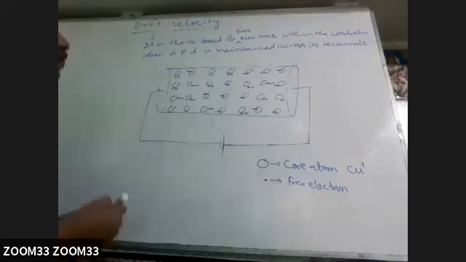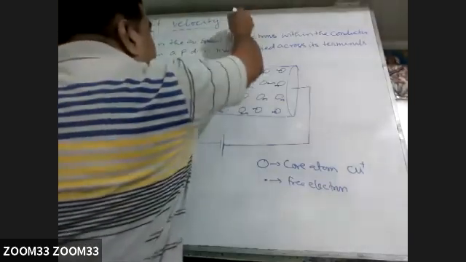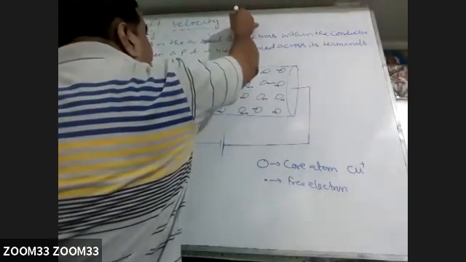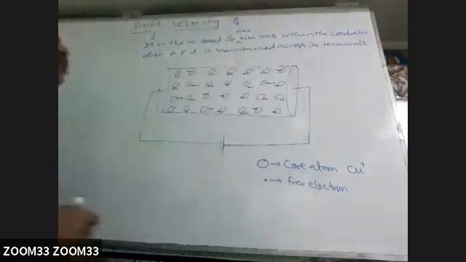So this average velocity we call drift velocity, and the symbol we give is Vd.